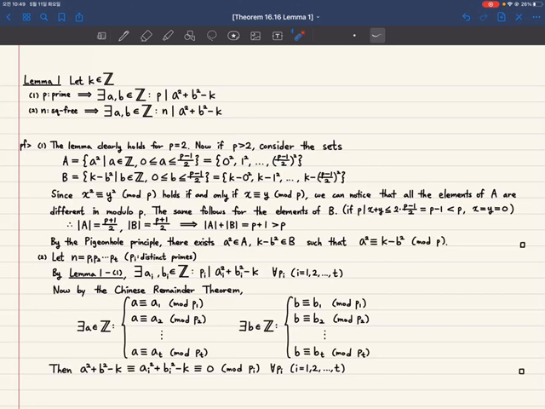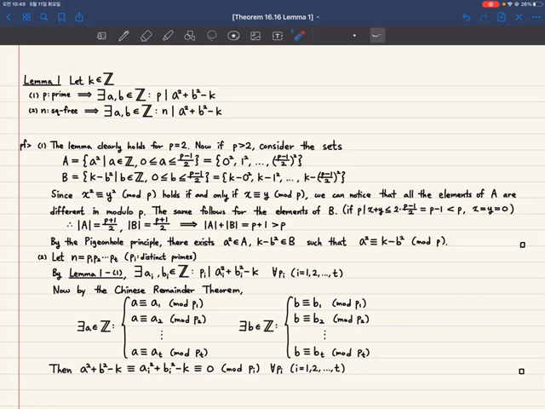So we can notice that all the elements of A are different modulo p, and the same holds for the elements of B. Okay, and now we count the elements of A and the elements of B. We're going to consider this set right here. The number of elements of A plus the number of elements of B is equal to p plus 1, which is greater than p. So if we consider this set, we're going to have two elements in this set that are congruent to each other modulo p because there are more than p elements.